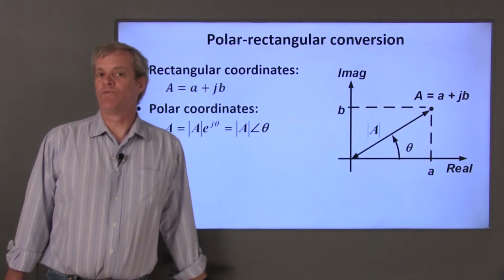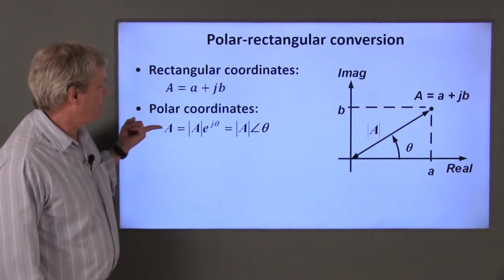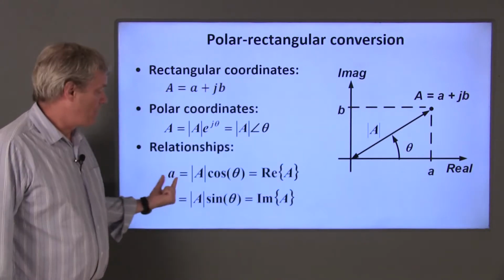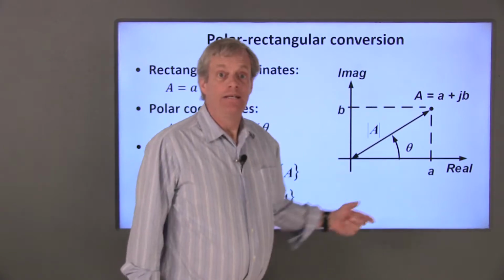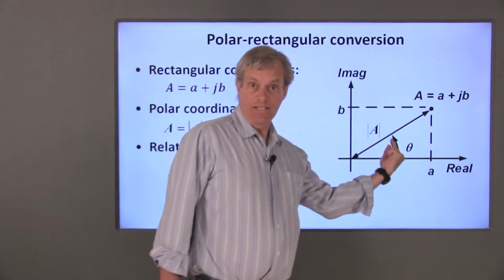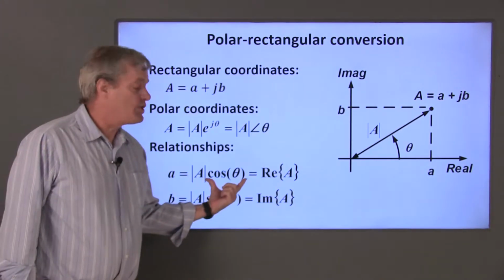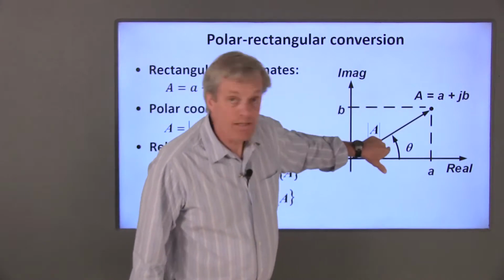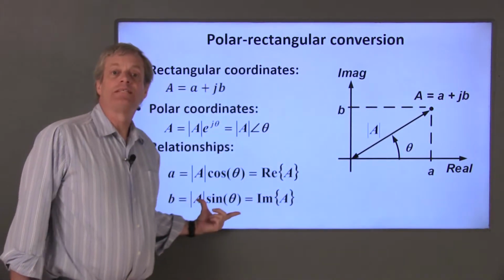Conversion from polar to rectangular form is also the same as we've done before. These are our complex numbers in polar and in rectangular form. The real part, little a, is the projection onto the real axis. Since the real axis is adjacent to the angle theta, that means little a is the magnitude of a times the cosine of theta. Little b is opposite to the angle theta, so little b is equal to the magnitude of a times the sine of theta.